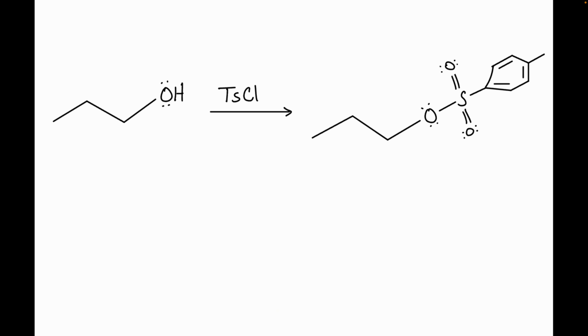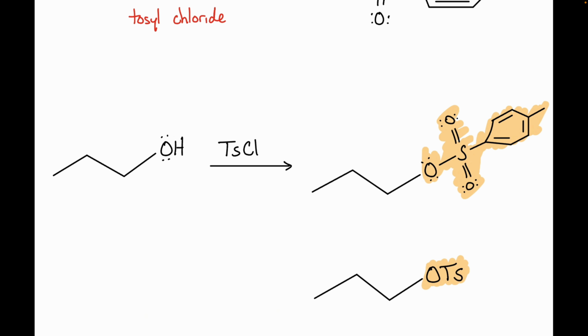Okay, and we could make our lives a lot easier by just simplifying this rather than drawing out that full Lewis structure as just OTs. All right, so this is just represented by this in our abbreviation. Okay? And the whole shtick here is that this that we've just created, we've now replaced that hydroxyl group that was a crap leaving group with a fantastic leaving group.